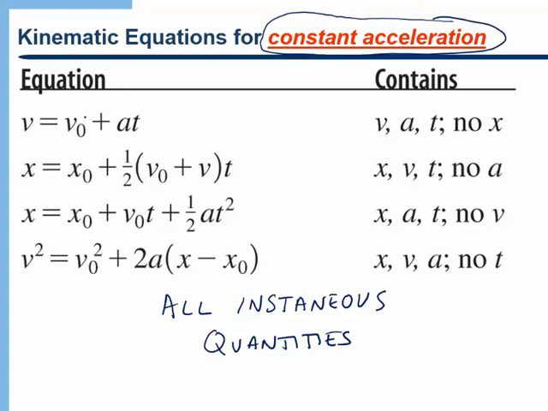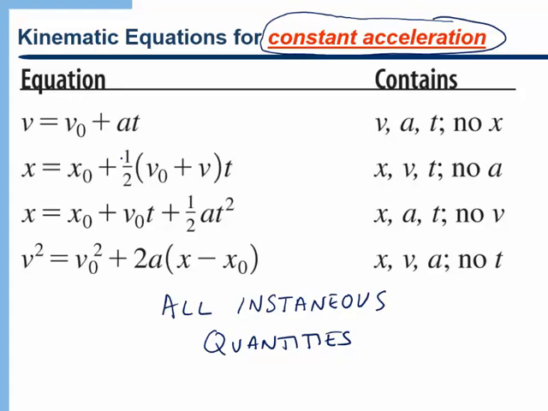So in other words, v naught, the velocity when time is equal to 0. v, the final velocity when time is equal to t. x, the final position when time is equal to t. x naught, the initial position when t is equal to 0. So make sure that you understand these are all quantities that are instantaneous. They are the value at a particular point in time.